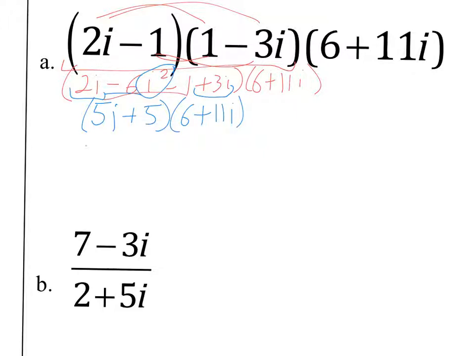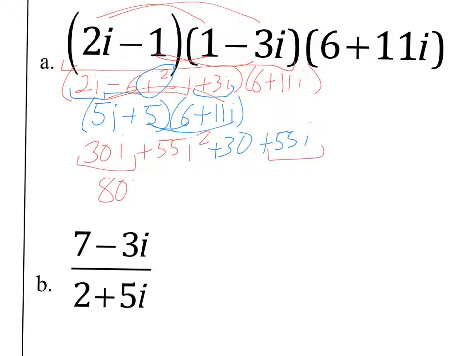We end up with 30i plus 55i squared plus 30 plus 55i. I'm going to combine my i pieces. That's going to be 80i. 55i squared is really negative 55 plus 30. My numbers are going to combine to get negative 25 plus 80i.